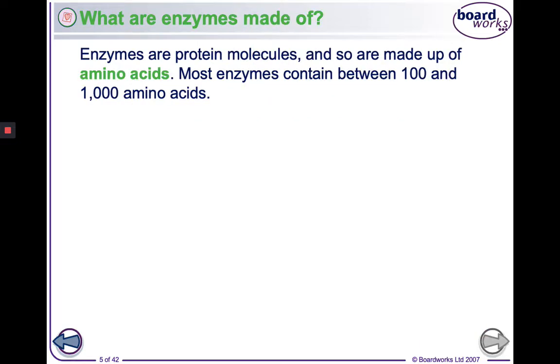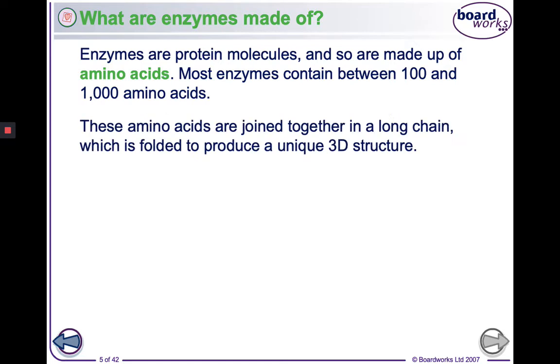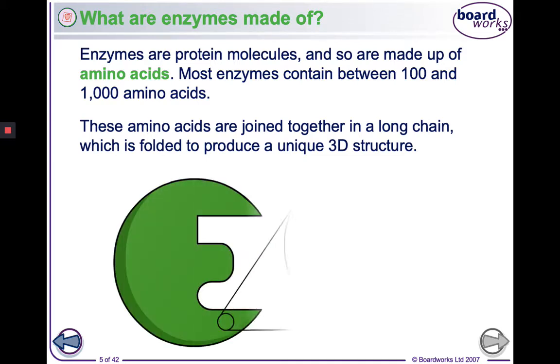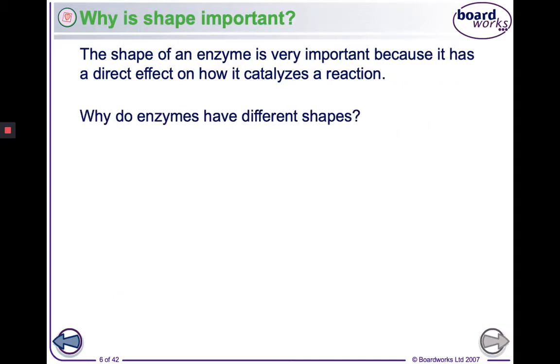As you see here, enzymes are protein molecules and so are made up of amino acids. Most enzymes contain between 100 and 1,000 amino acids. These amino acids are joined together in a long chain which is folded to produce a unique 3D structure. The shape of an enzyme is very important because it has a direct effect on how it catalyzes a reaction.